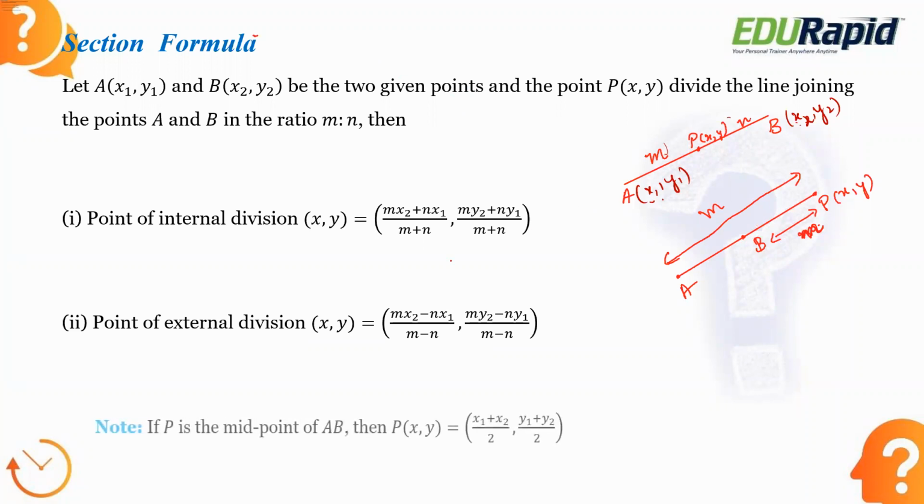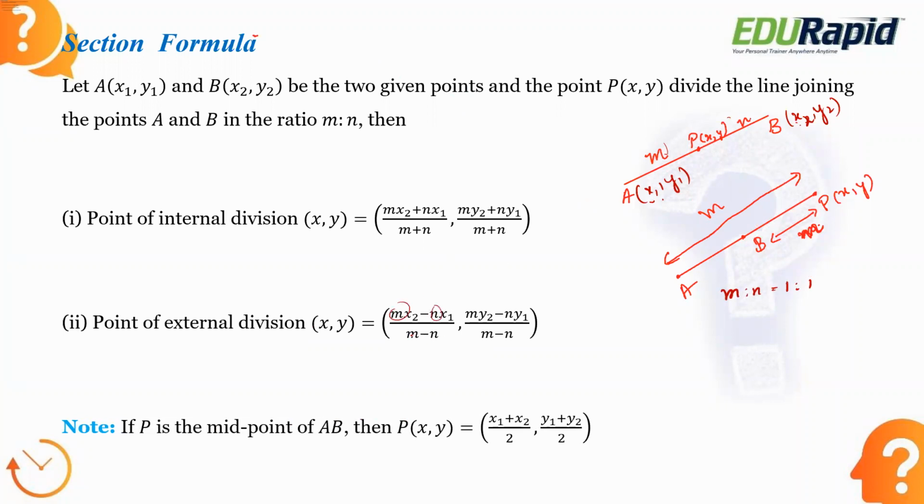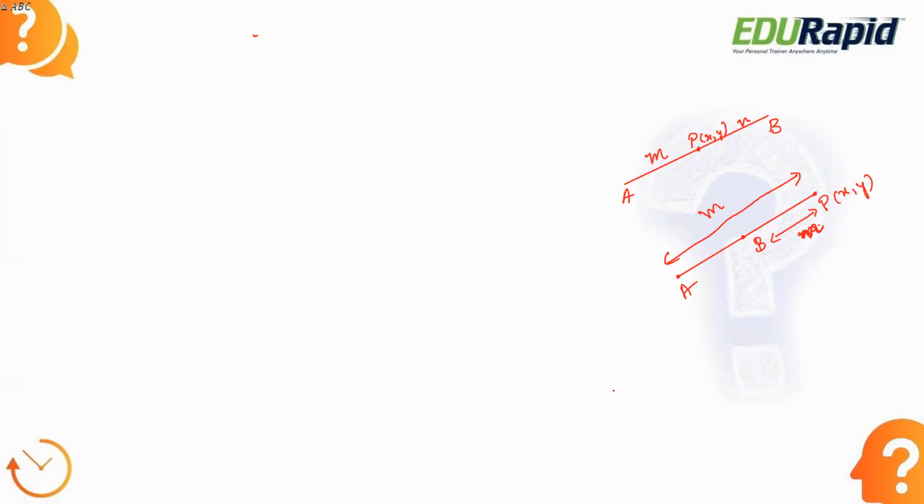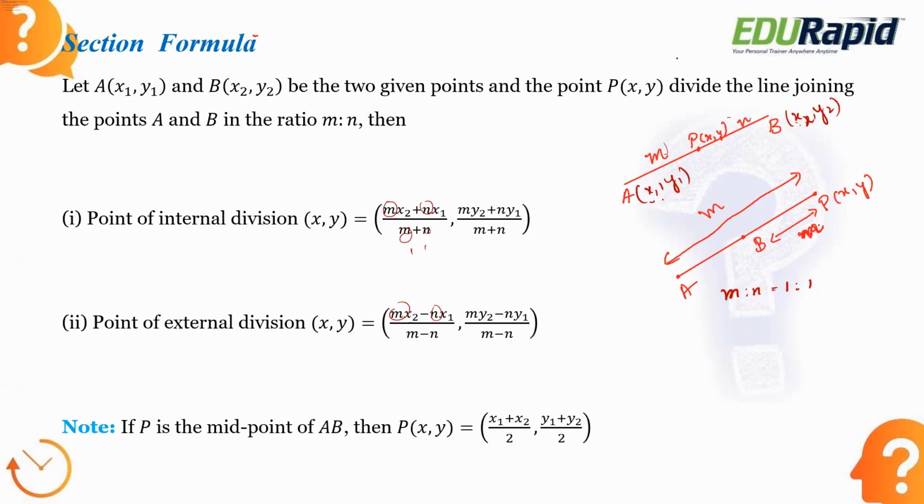Next. If P is the midpoint of AB, what will happen if this M is to N ratio is 1 is to 1? Then you have to actually omit this. It all becomes 1, isn't it? So what will be your formula? It would be x1 plus x2 by 2, comma, y1 plus y2 by 2. This is actually called the midpoint formula for a given line. Okay.